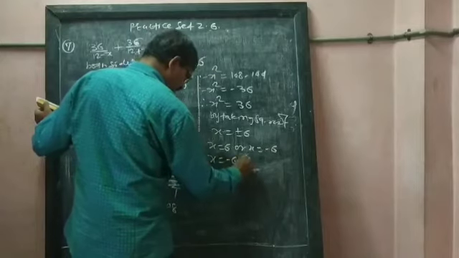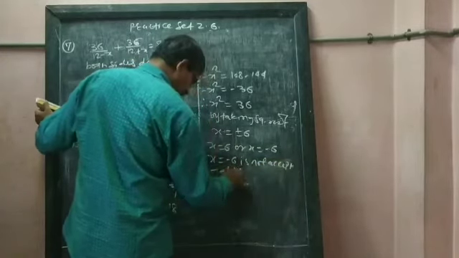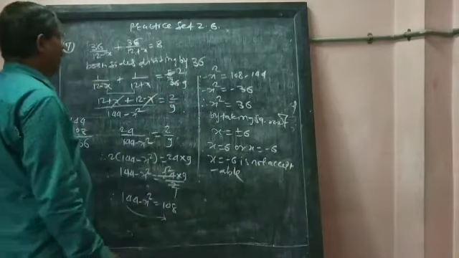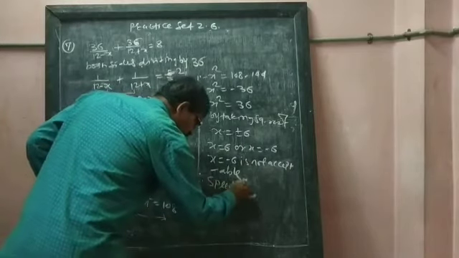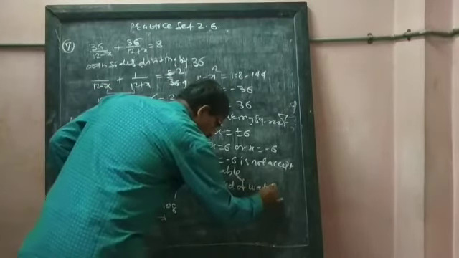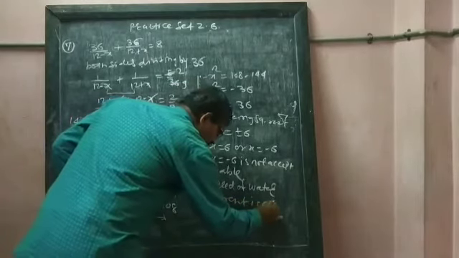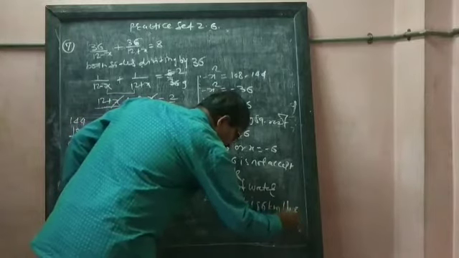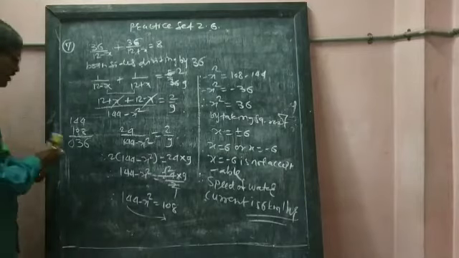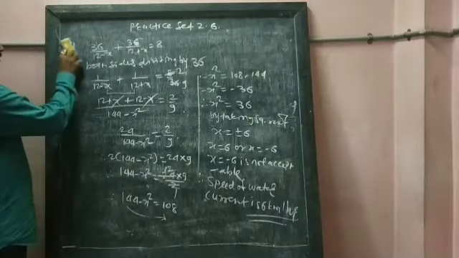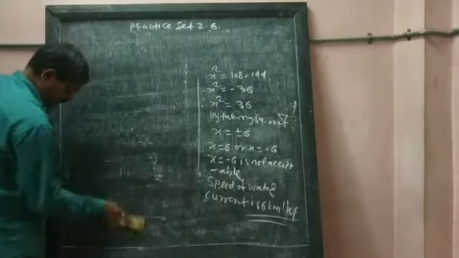x is equal to minus 6 is not acceptable, and therefore the speed of the water current is 6 km per hour. That is the answer. This question is important for the board exam. Such questions can come for 4 marks, so stress more on such questions.